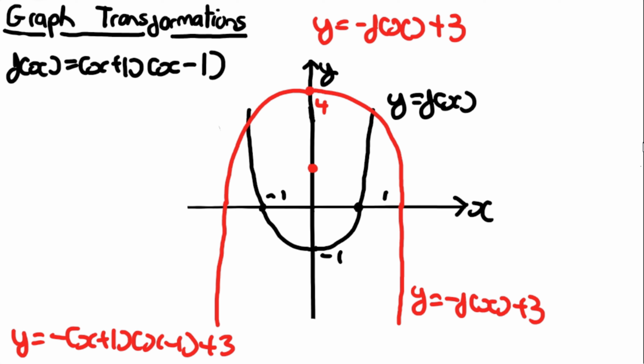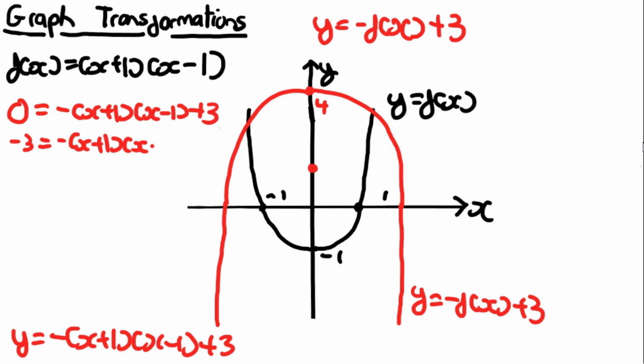And then this is another example where we should find the new roots, because it's a quadratic, so it's not too bad. So to find these 2 roots here, we just make it equal to 0. So we do 0 is equal to minus (x plus 1)(x minus 1) plus 3. So minus 3 is equal to minus (x plus 1)(x minus 1). So 3 is equal to (x plus 1)(x minus 1), and we can expand this to make 3 is equal to x squared minus 1. This is actually a difference of 2 squares.